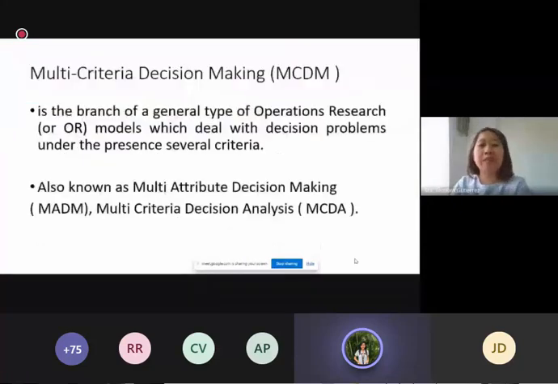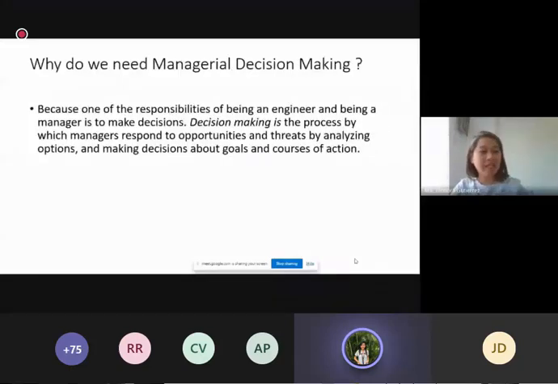What is MCDM? It is a branch of a general type of OR models which deal with decision problems under the presence of several criteria. It is also termed as multi-attribute decision-making and multi-criteria decision analysis. Why do we need managerial decision-making? Because one of the responsibilities of being an engineer and being a manager is to make decisions. It is a process in which we respond to opportunities and threats by analyzing options and make decisions about goals and courses of action.